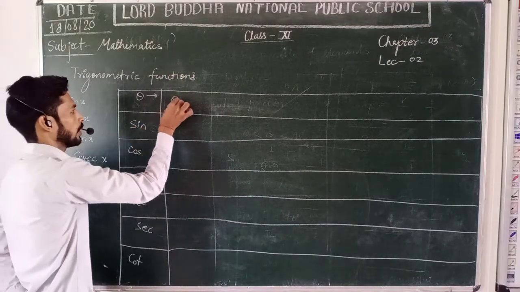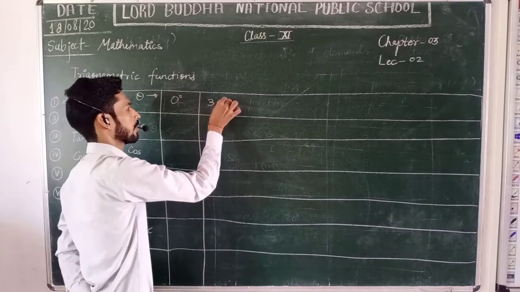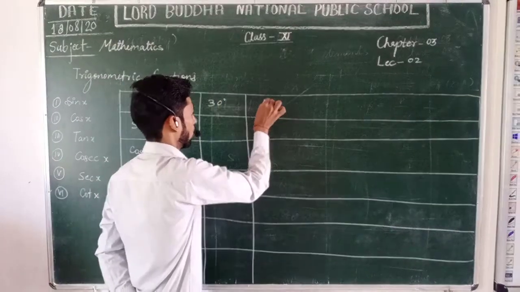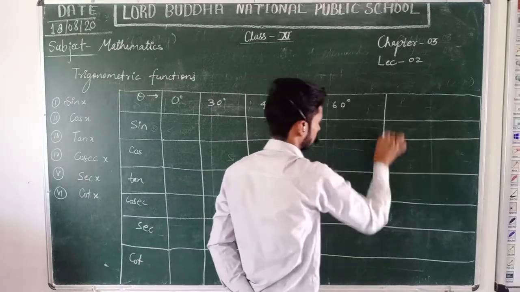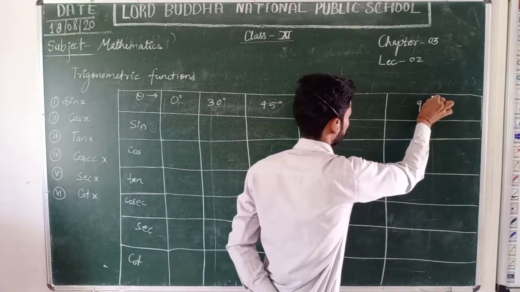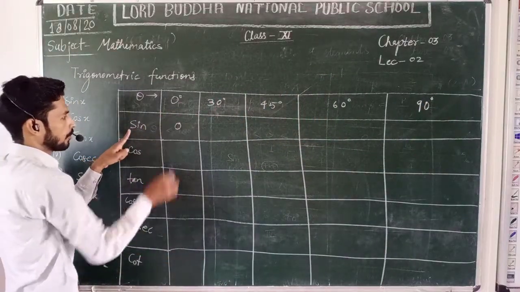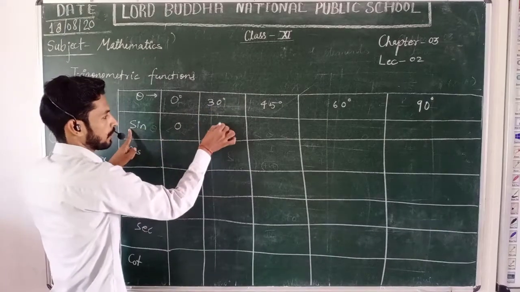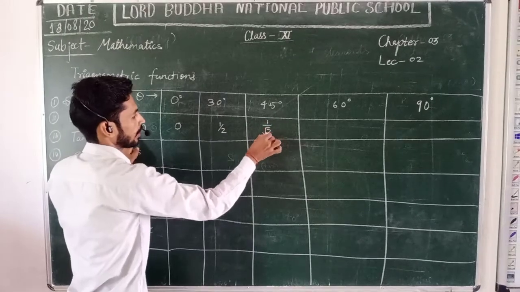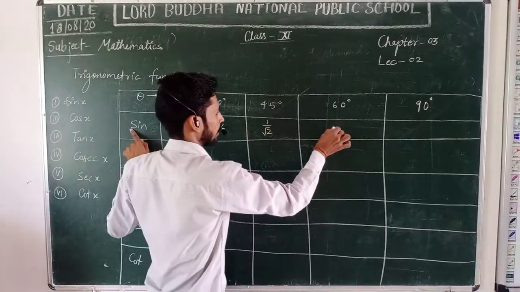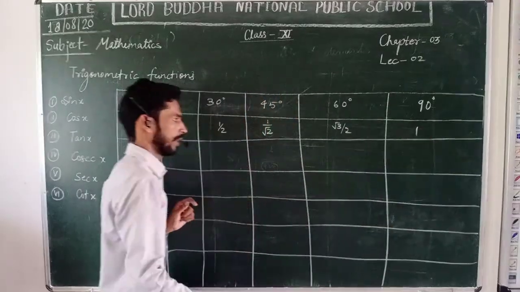Now 0 degree, 30 degree, 45 degree, 60 degree, and 90 degree. Now the value of sine 0 is 0, sine 30 degree is 1 by 2, sine 45 degree is 1 by under root 2, sine 60 degree is root 3 by 2, and sine 90 is 1.